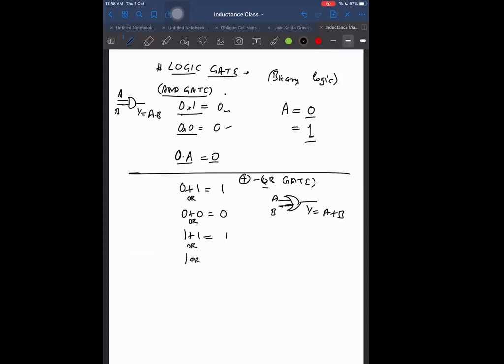1 or 0 is also 1. Same thing as 0 or 1 is 1. Similarly, 1 or 0 is 1. Let me give you a rule. In fact, I think I should go in this way. Let me give you general rules.